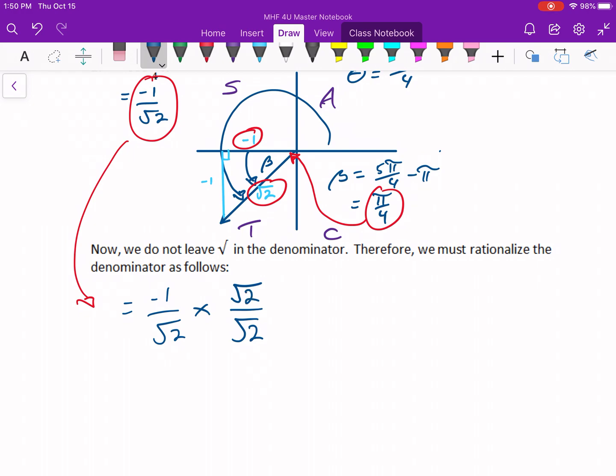So if I put a root 2 on top, root 2 over root 2 is just equal to 1. And multiplying by 1 doesn't change my overall answer. So what I get in this case is negative 1 times root 2, which is negative root 2. And then root 2 times root 2 is 2. So this is my rationalized answer.